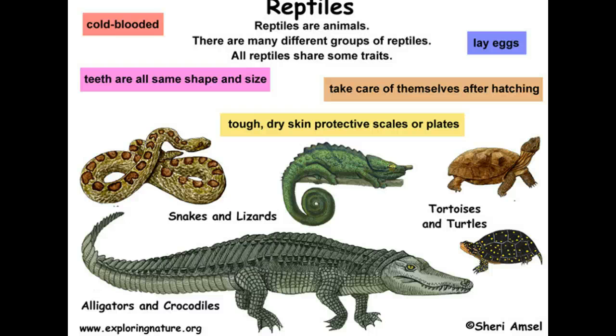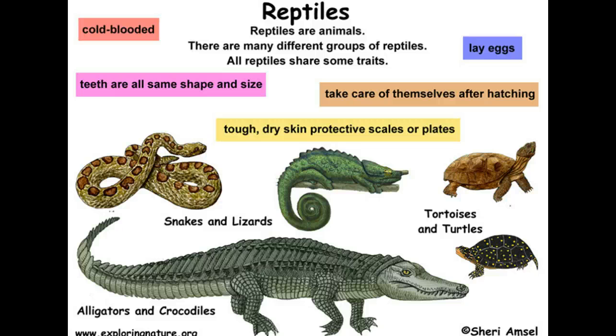Now, reptiles, as we just said a minute ago, let's just remember what we just said a minute ago. They are cold-blooded. Their teeth are all the same size and shape. They lay eggs. They take care of themselves after hatching. They have tough, dry skin, protective scales or plates. And then, of course, the different types that they are: snakes and lizards, tortoises and turtles, alligators and crocodiles.